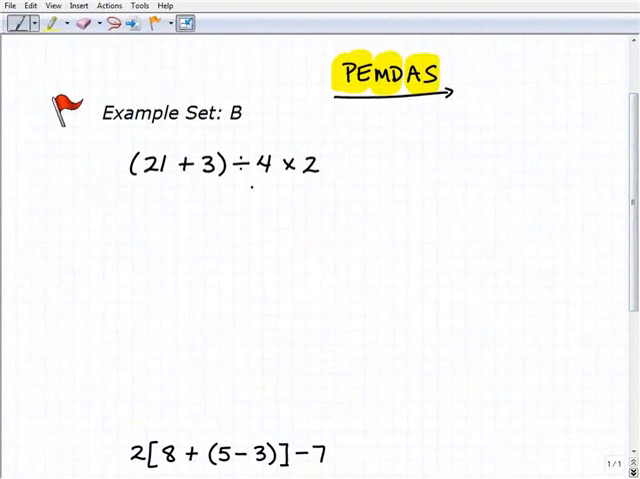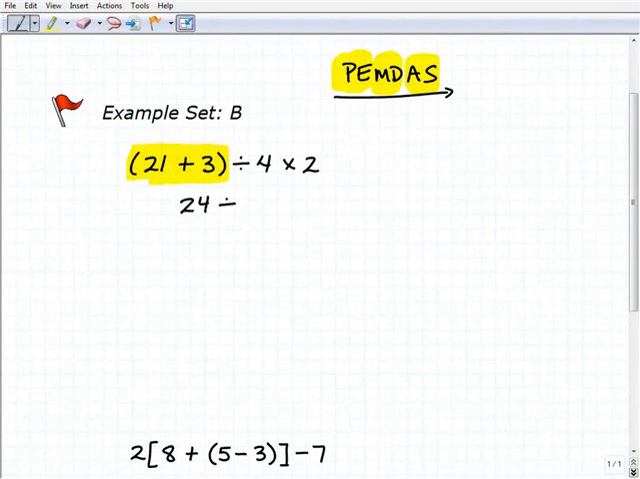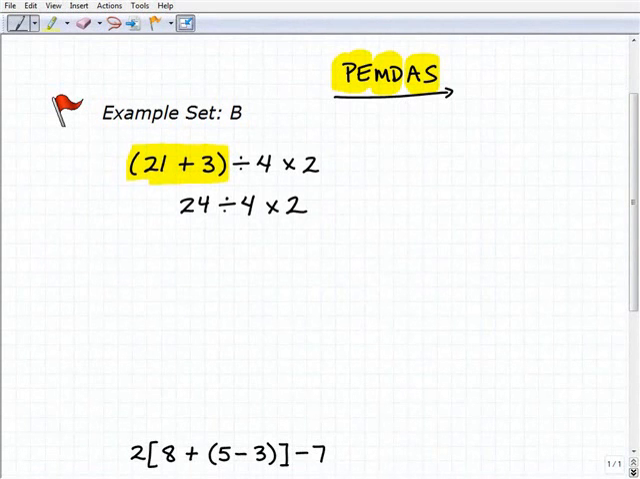And so I look at my first problem. I'm looking for parentheses or grouping symbols. And of course, I have them right here. So I have to do what's inside of the parentheses first. So I have 21 plus 3. Of course, that's going to be 24 divided by 4 times 2. Okay, so I'm done there. So now I look for any powers. I don't see any powers.